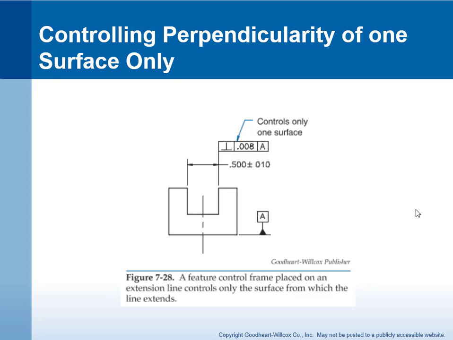This slide illustrates an orientation tolerance on just one side of the slot. What we have here is an extension line coming from one side of the slot, and the perpendicularity tolerance is applied to that one side of the slot. So that controls only one surface.